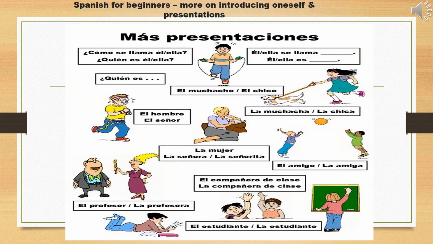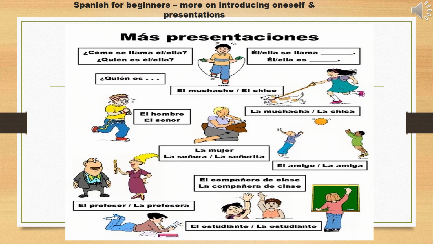¿Cómo se llama ella? ¿Quién es él? And you join like me, you say ¿quién es? Because the N is joined with the ES and then the S is joined with the EL. That's why you say ¿quién es él? It becomes something like this one. So that means who is he?